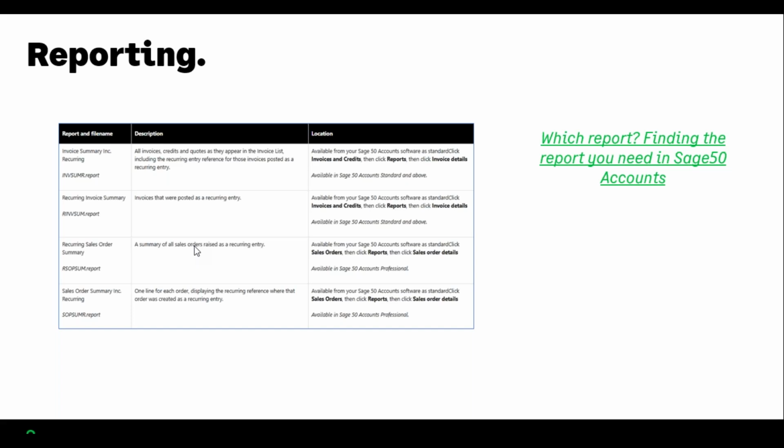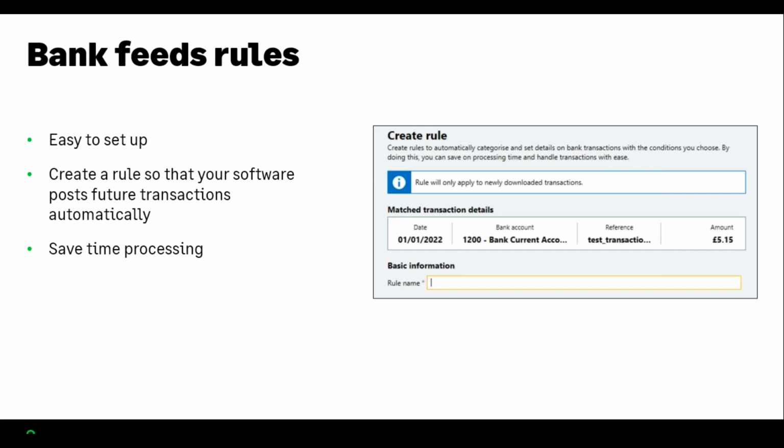Right then, bank feed rules. So with bank feeds, apologies, it works the same. You can set up your bank feeds to create rules that will automatically post things for you. It's easy to set up. You basically create a rule, your software posts all the future transactions automatically, and this saves even more time processing.